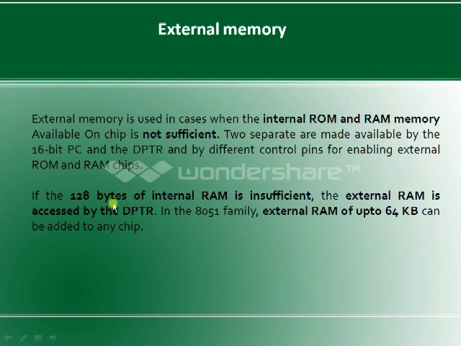Now if the 128 bytes of internal RAM is insufficient, the external RAM is accessed by DPTR. In the 8051 family, external RAM up to 64 kilobytes can be added to any chip. So I can interface 64 kilobytes of RAM to this 8051 family. Why 64 kilobytes? Because this controller is provided with 16 address lines, so 2 power 16 is nothing but 64 kilobytes.